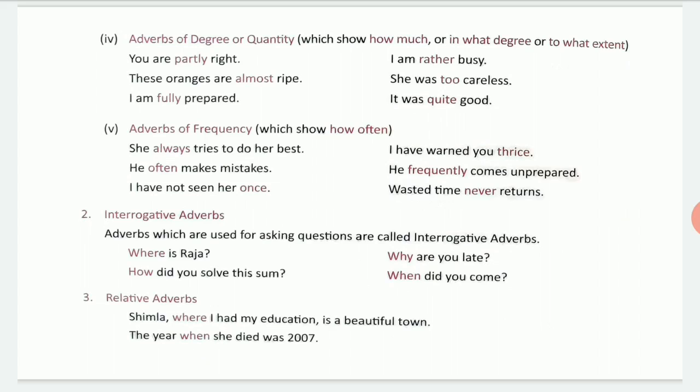I have not seen her once. In what order? Once. I have warned you thrice. How often or in what order? Thrice.